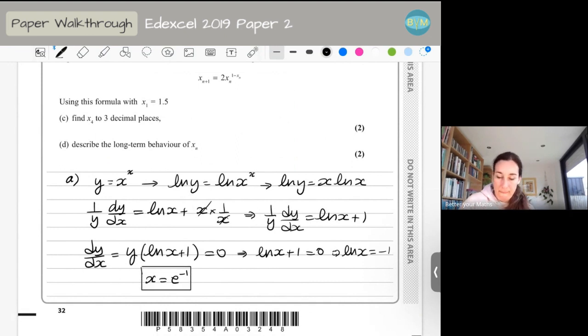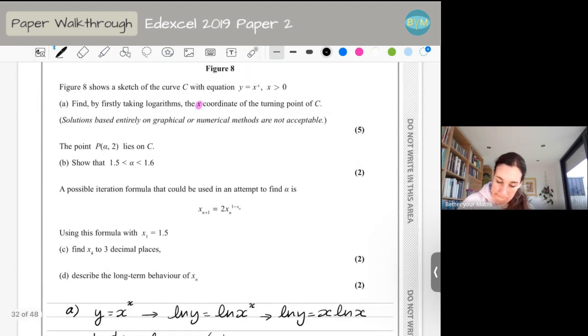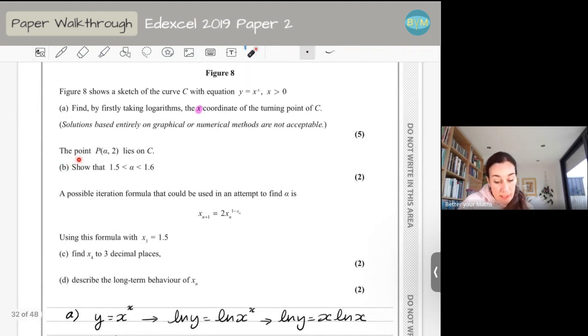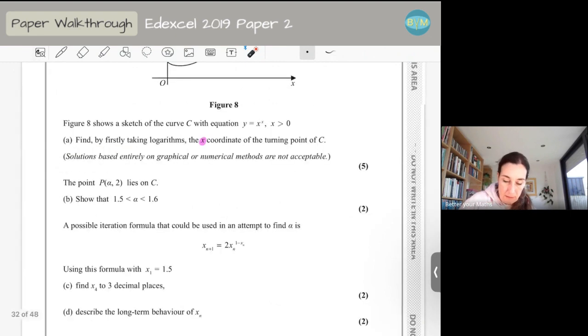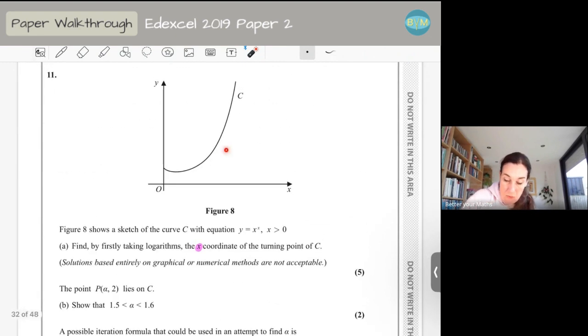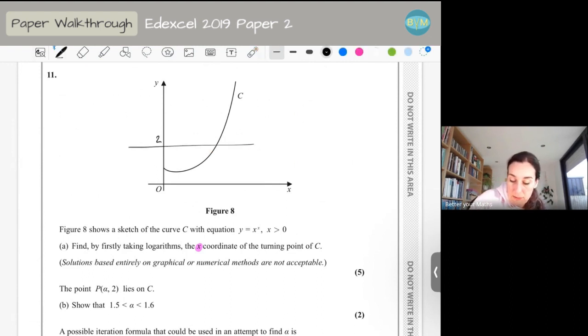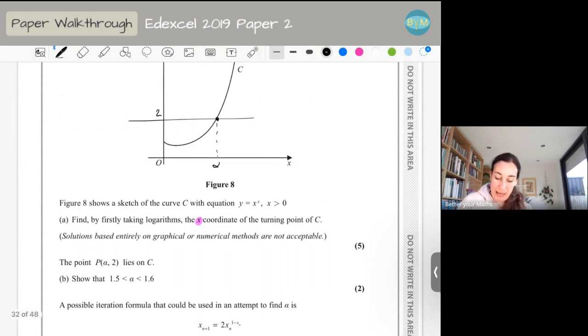Yes? It says the point P, alpha 2, lies on the curve. So we have a point where y is 2, and this is the point. So this is alpha 2, where alpha is between 1.5 and 1.6.